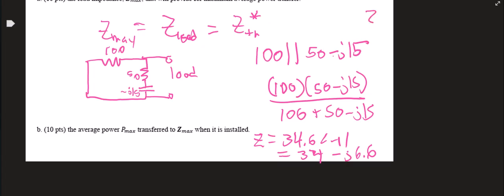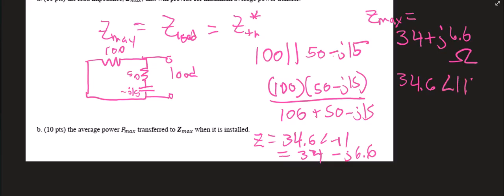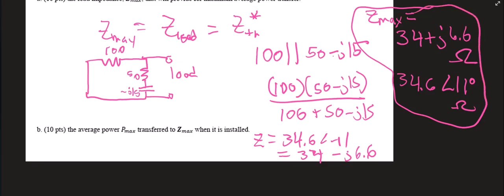For the Z max, we have to remember the last step is to take the conjugate. Don't forget that last step. The Z max is 34 plus J6.6 ohms. You can either write it like that, or you could write it as 34.6 angle 11 degrees ohms. Either one of those. Did I write the wrong number? No, I did. Okay, questions?